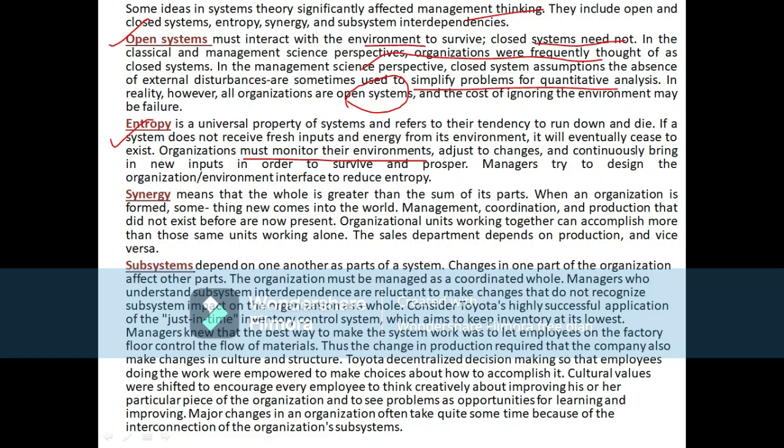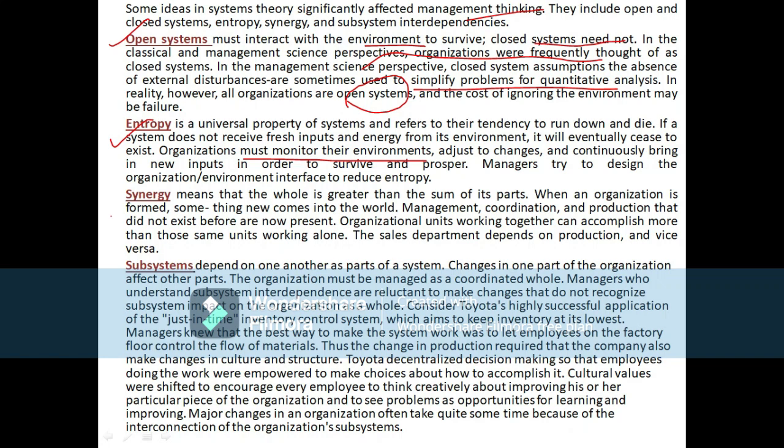Whenever it is necessary, you should receive fresh inputs, not outdated ones. So managers try to design the organization-environment interface to reduce entropy. Entropy is a universal property of systems and it refers to the tendency to run down and die. It means you have to introduce fresh inputs and energy from the environment.